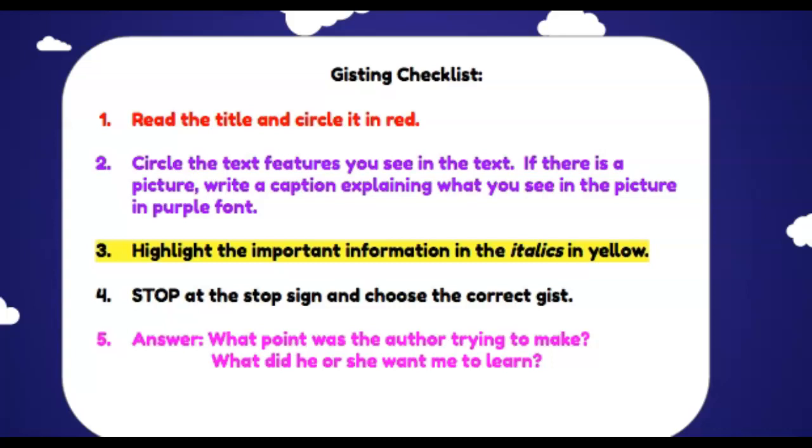1. Read the title and circle it in red. 2. Circle the text features you see in the text. 3. If there is a picture, write a caption explaining what you see in the picture in purple font. Highlight the important information in the italics in yellow. 4. Stop at the stop sign and choose the correct gist. 5. Answer what point was the author trying to make. What did he or she want me to learn?